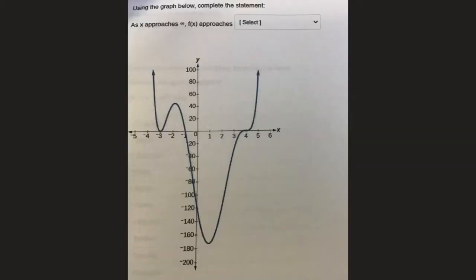Okay, now we're going to be filling in an end behavior in this question. This is question 8, and very simply, we just have to remember our notation. As x approaches infinity, that means along the x-axis, I'm going towards infinity, and this would mean the right-hand side. What is f of x doing? Which way is my graph going? Well, if we look at it, there's my arrow, it's going upwards. So f of x, the y values, are also going towards infinity. So you should have selected infinity in this case.